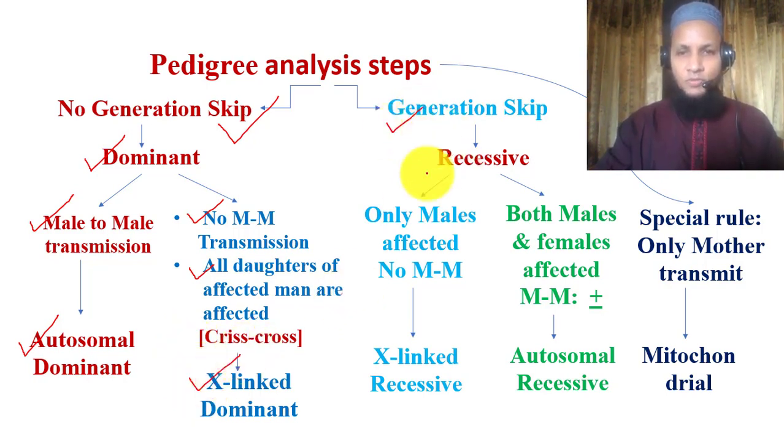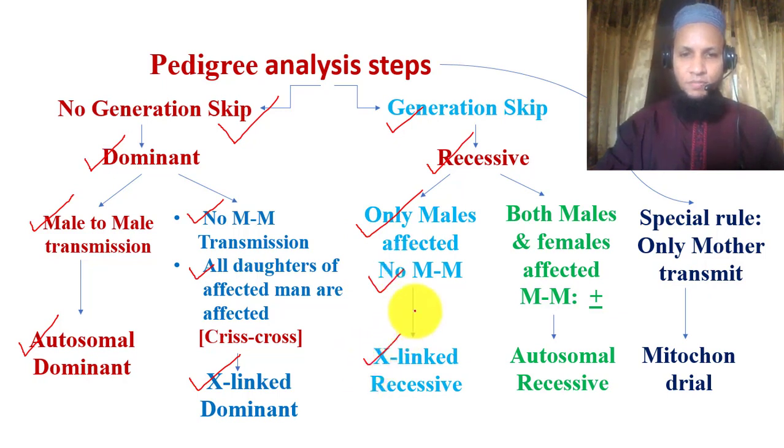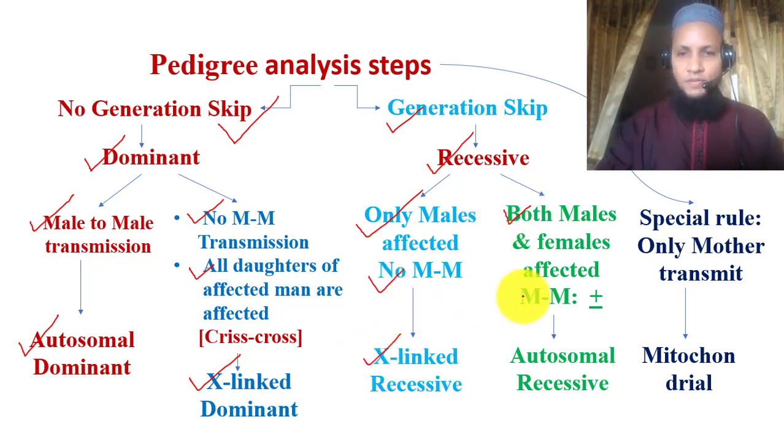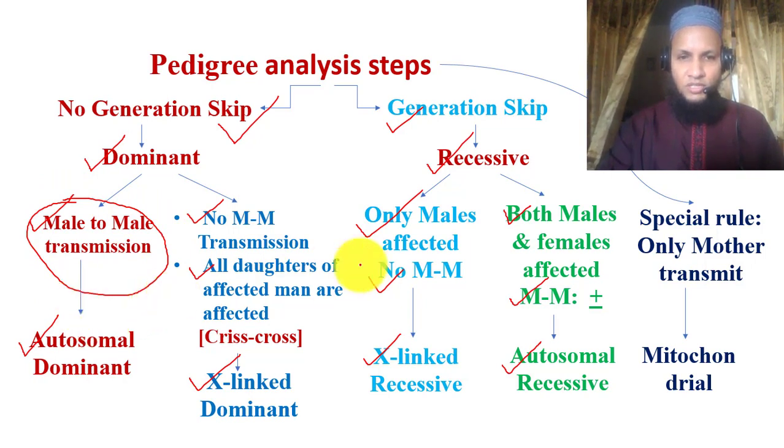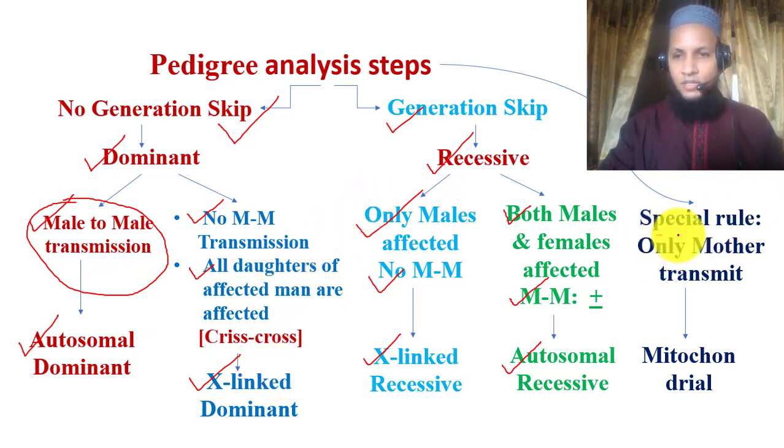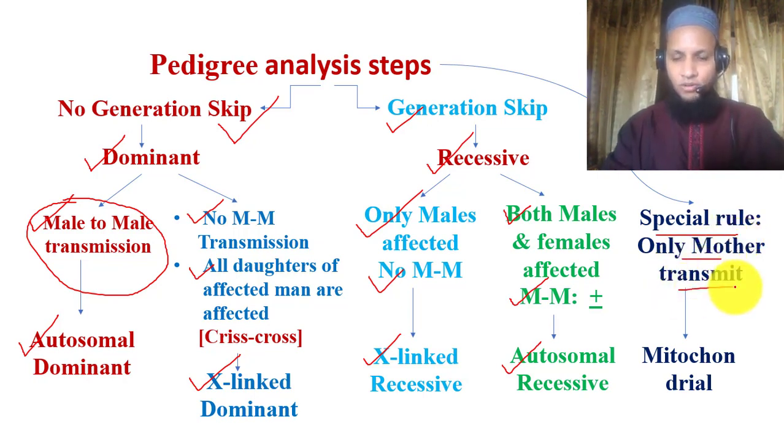And if there is skipping of generation, it will be recessive disease. And if only males are affected and no male to male transmission, it will be X-linked recessive. And if both males and females are affected, that is non-sex biased, and there is male to male transmission, it will be autosomal recessive. So we can tell male to male transmission is an important feature of autosomal disease, especially autosomal dominant disease. And if there is no male to male transmission, we can suspect it is X-linked disease. And if there is a special rule like only the mother transmits the disease, we will call it mitochondrial disease.